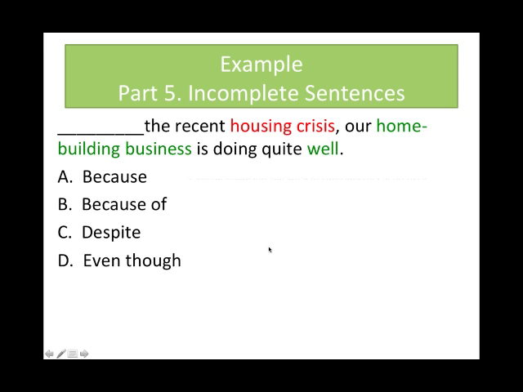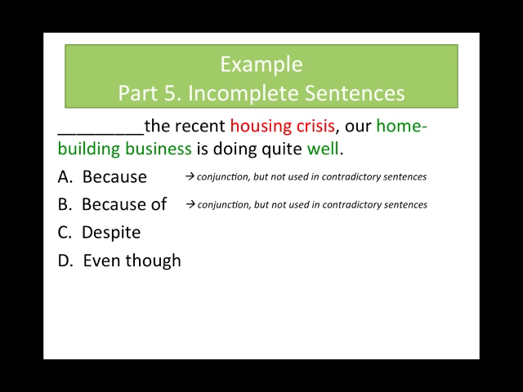A, because. You see, this is a conjunction, right? But because is not used in contradictory sentences. It is used to indicate, to show a cause or a reason. B, because of. It is also a conjunction. However, it is not used in the contradictory sentences either. And C, despite. Right, it is a conjunction, and despite can also be used for contradictory sentences.